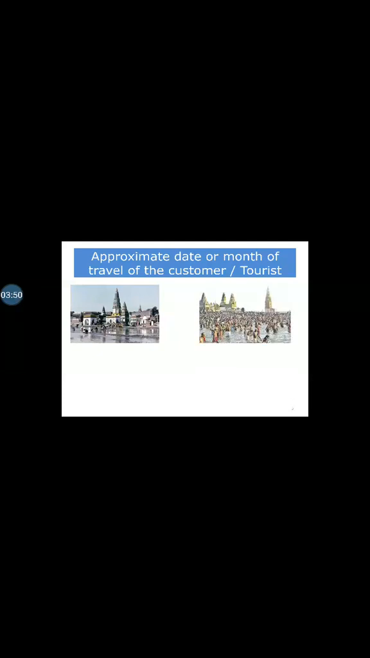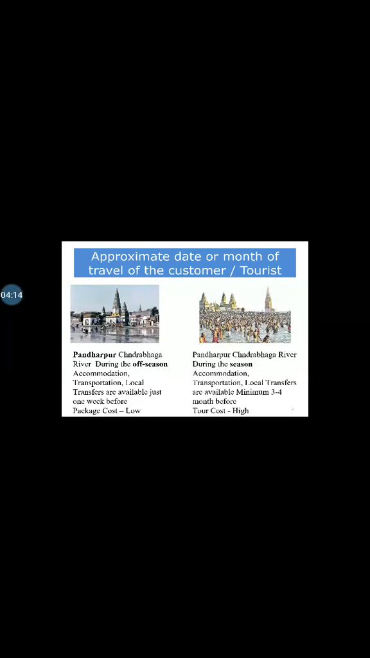The number one point is the approximate date or month of travel of the customer or tourist. You can see two images. You can identify that the image is from Pandharpur. You know about the Pandharpur Yatra, and during that period there is a huge crowd. One image shows a very huge crowd during the season, and the other is during the off season. It means that the tourism industry is a seasonal industry and that impacts the destination also. You can see Pandharpur on the Bhima river during the off season image.